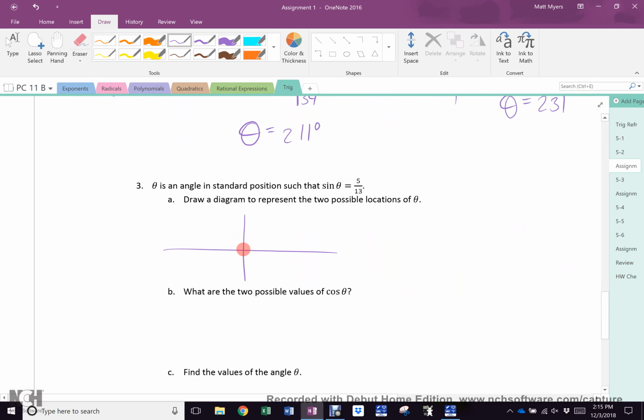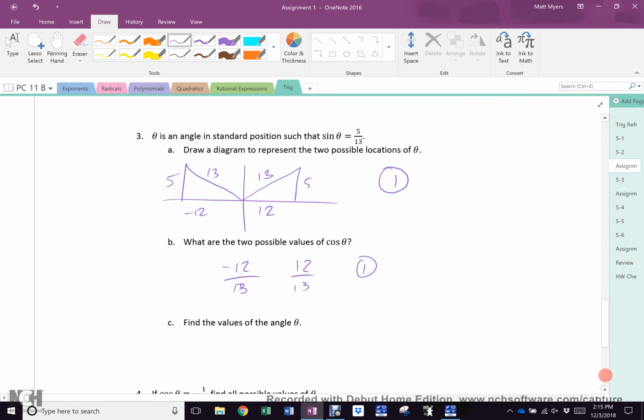Draw the diagram for 1 mark. 5, 5, 13, 13. 1 mark. What are the 2 possible values of cos theta? 13 squared is 169, minus 5 squared is 25. That's 144, so that's negative 12 and 12. So it's negative 12 thirteenths and 12 thirteenths for 1 mark there. Find the values of theta. Is 23 and 157 for 1 mark there.